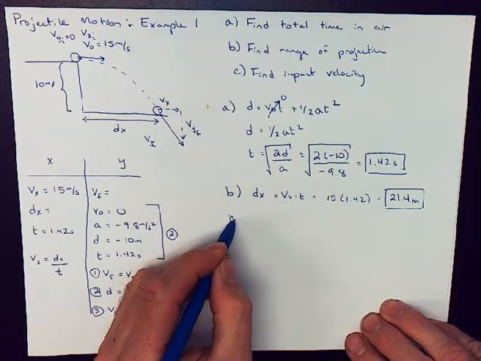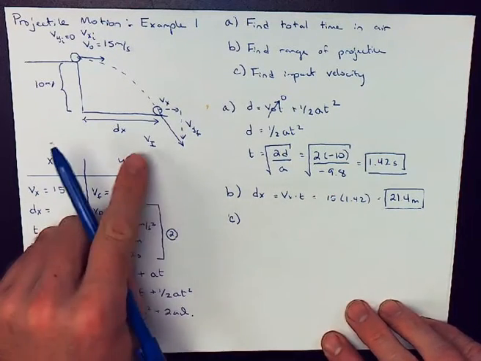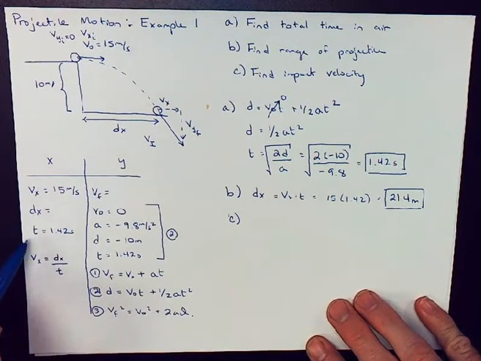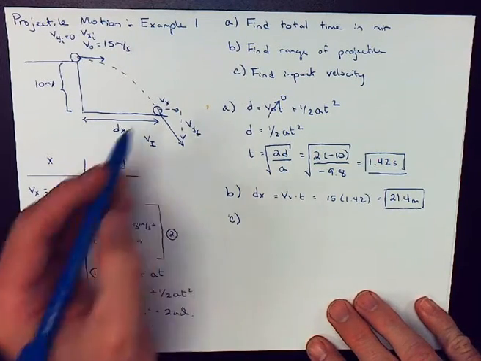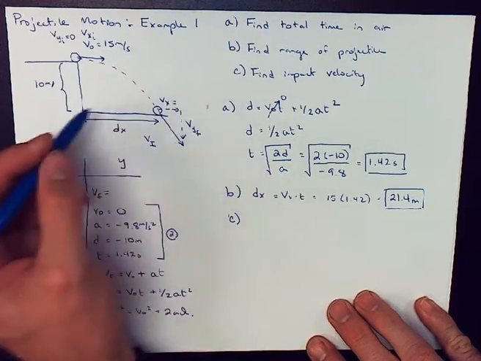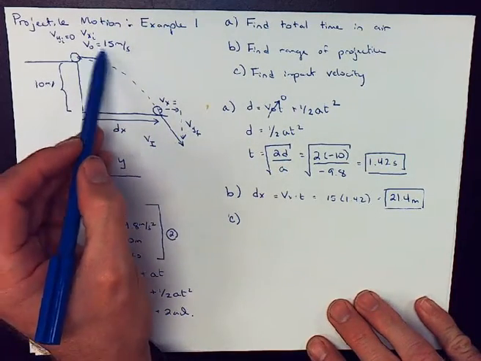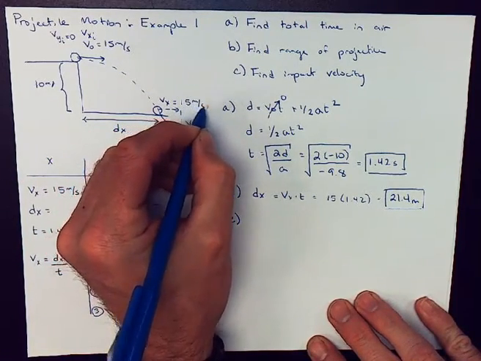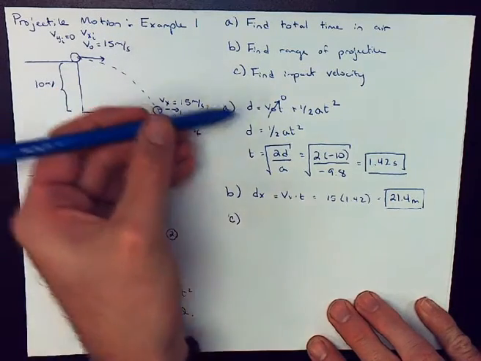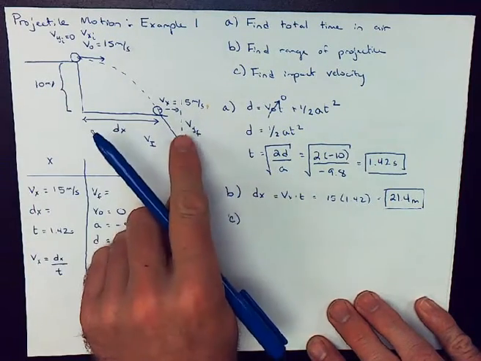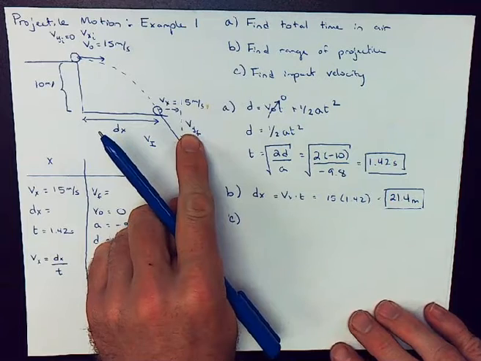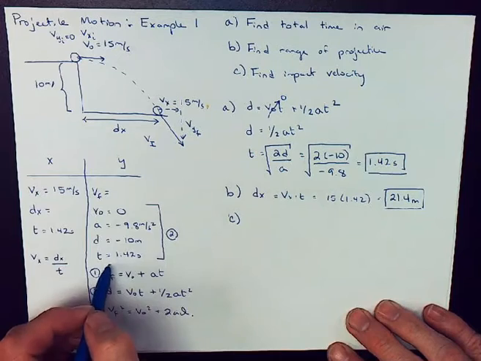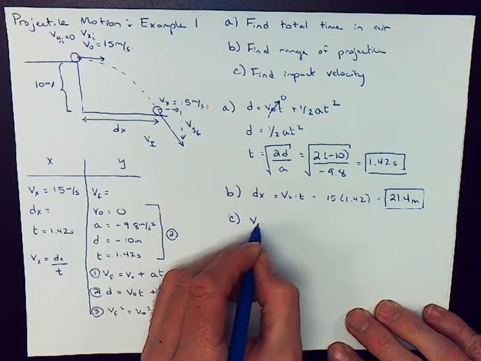Now, to find impact velocity, I know, guys, because there is no acceleration horizontally, that the horizontal velocity stays constant. So I started with 15 meters per second. I will keep 15 meters per second in the horizontal direction throughout the entire motion. That leaves me with the need to find the y final. So, looking at my information, I can use the first equation.